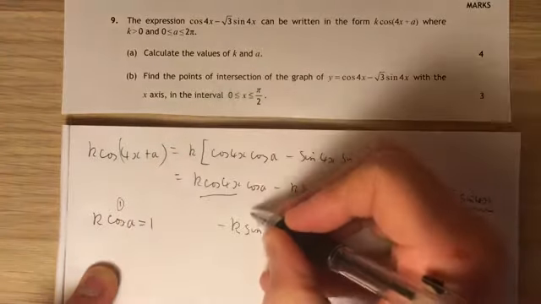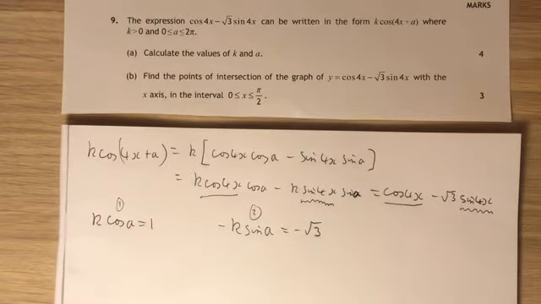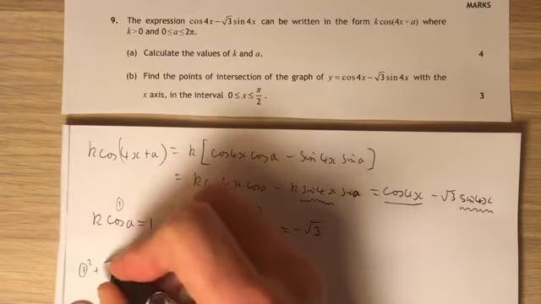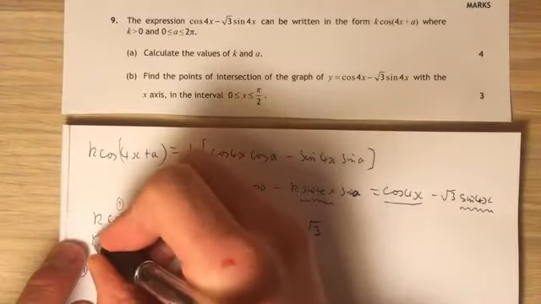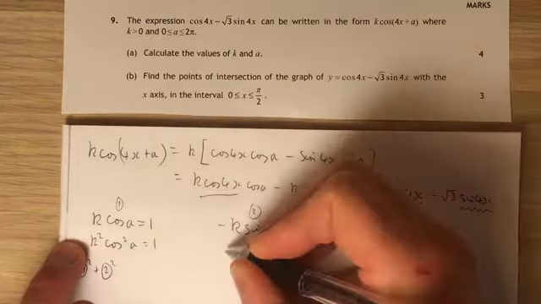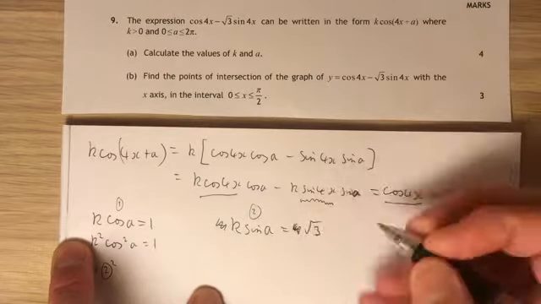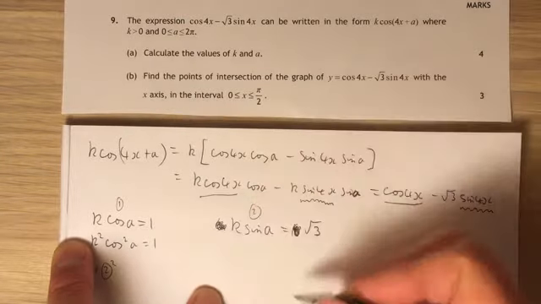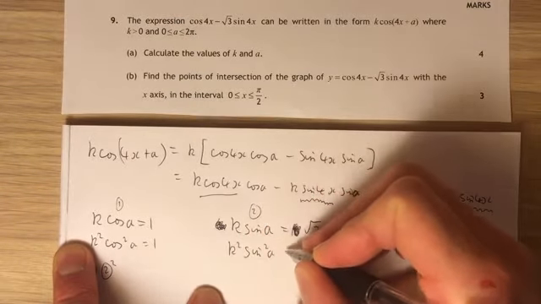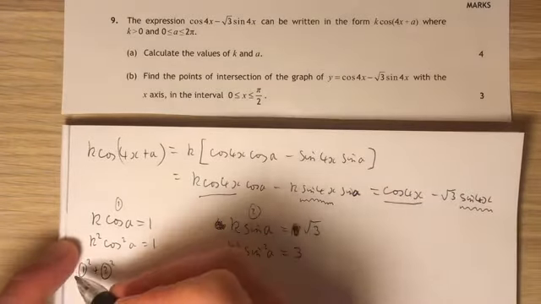Okay, so let's work with this. Let's call this equation 1. Let's call this equation 2. Here's a sneaky trick for these questions, always the same sneaky trick. I'm going to square them and add them. I'm going to do 1 squared plus 2 squared. So square 1 and I get k squared cos squared a equals 1 squared, which is 1. Square 2, let's simplify this by times by minus 1 both sides. So I've got k squared sine squared a equals root 3 squared, which is 3.